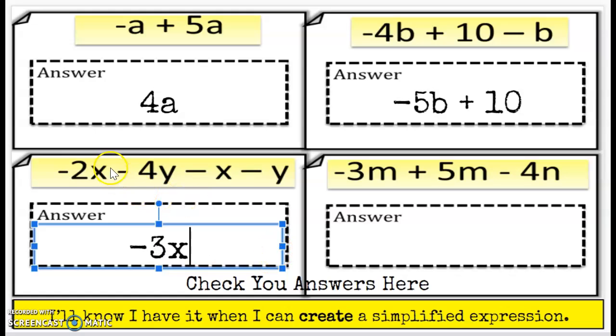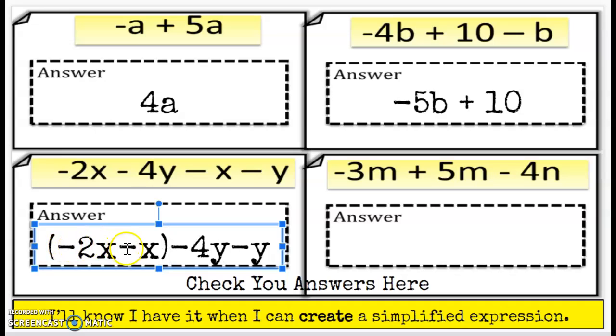Whoops, can't see that. Then I have a negative 4y plus a negative y. Actually, just so you can see how it looks, I have negative 2x, negative x, negative 4y, negative y. This is what it looks like. So when you're combining these two over here, and then you need to combine these two over here. Well, let's just do this one first.